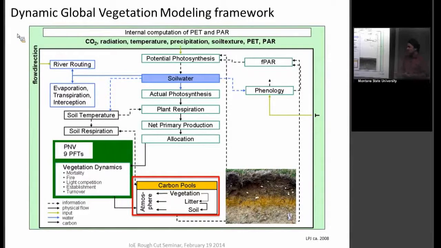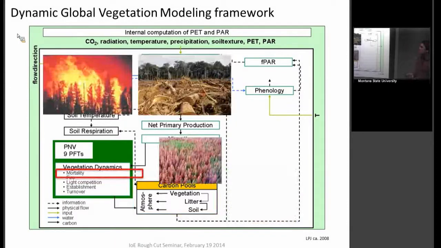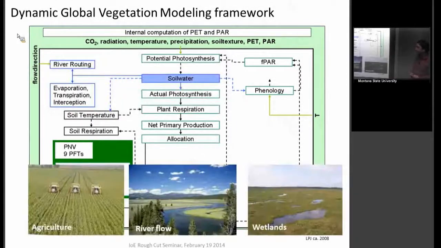And then we get back into the vegetation dynamics, and we look at mortality related to temperature stress, or mortality related to changing climate if the bioclimatic limits are shifting over time. But we can also have direct mortality from fire or from deforestation. And then finally, we can couple these models with agricultural modules, with river flow networks to look at river flow dynamics over long timescales, and also with wetland models.